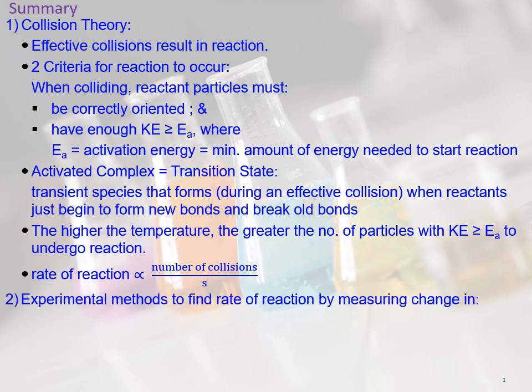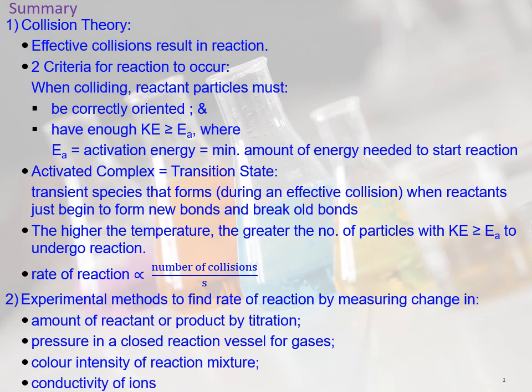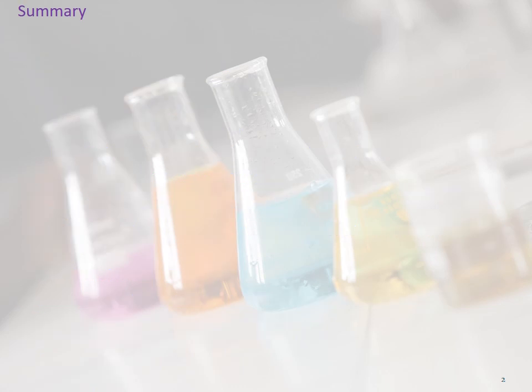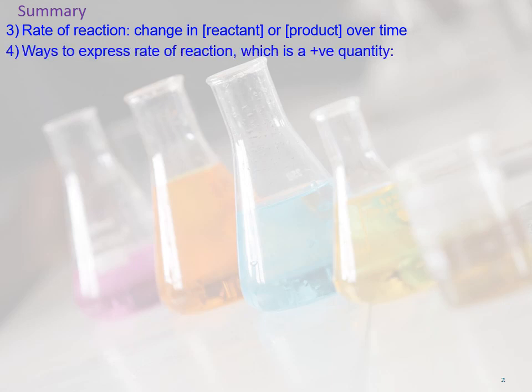Experimental methods to find rate of reaction may be carried out by measuring change in amount of reactant or product by titration, pressure in a closed reaction vessel for gases, color intensity of reaction mixture, and conductivity of ions. Rate of reaction is the change in reactant concentration or product concentration over time. There are different ways to express rate of reaction, which is a positive quantity.